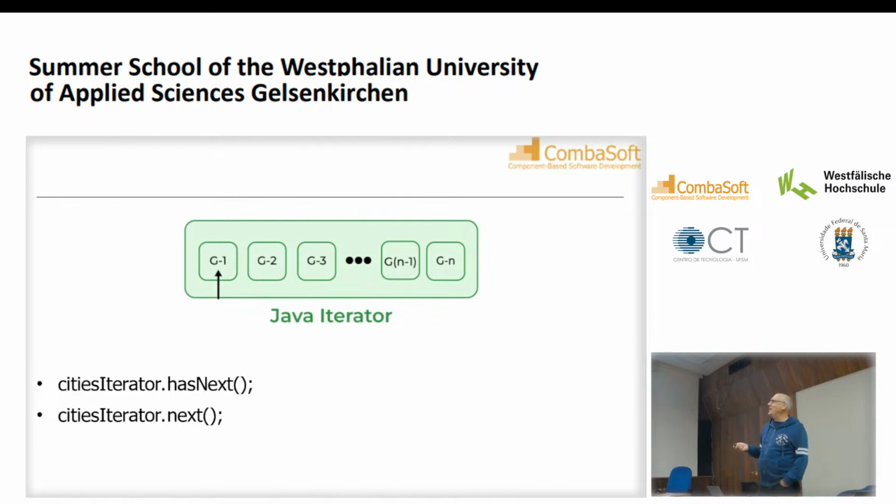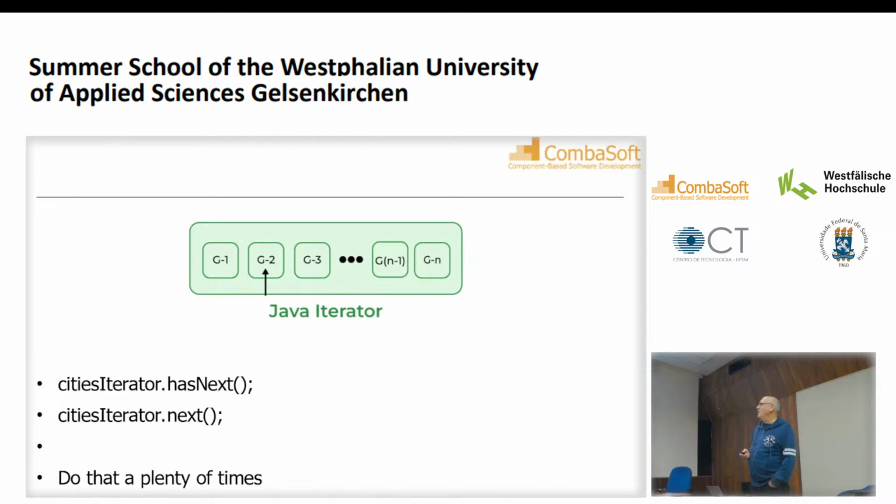So we say it has next. Yes, there is another one. So we can go there and we have the pointer now to the second element. And we can read your marks, good as well. So we add that and ask the question, has next? Yes, there's another one. We can go there. And we do that plenty of times. Okay?